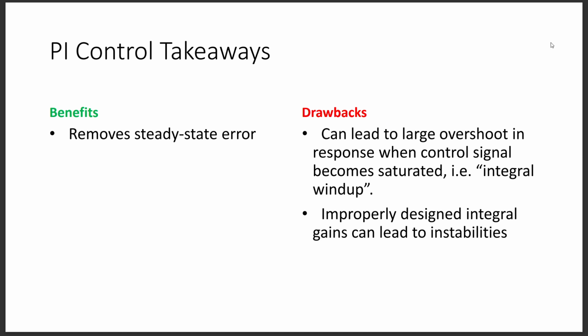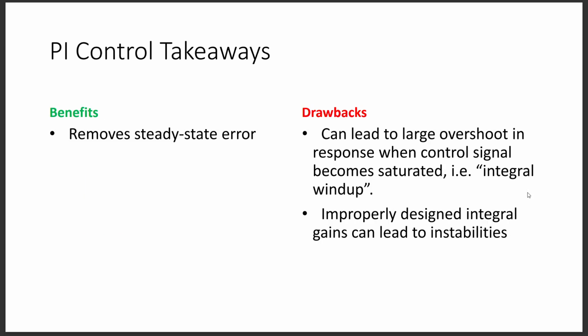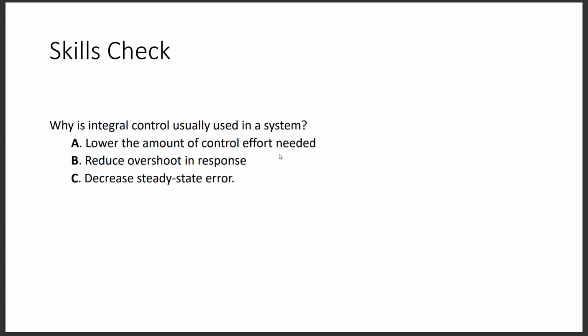Okay, so previously we talked about PD control and PI control, and we saw this behavior. We saw that increasing the integral gain increases the overshoot, but makes the system's response faster, and it also removes steady state error. So the benefit of PI control is that it removes steady state error. The drawback is that it can lead to large overshoot in the response, and if it's improperly designed, it can lead to instability.